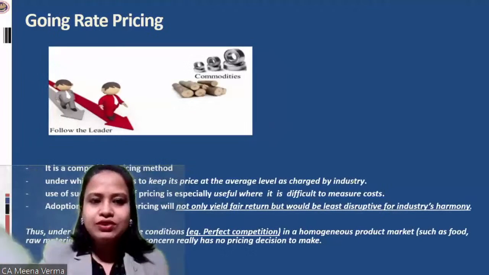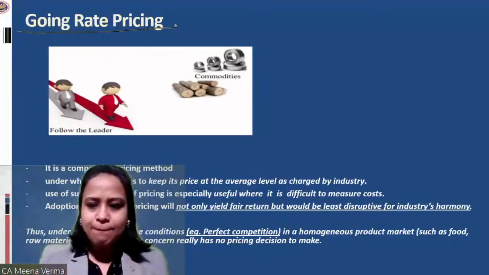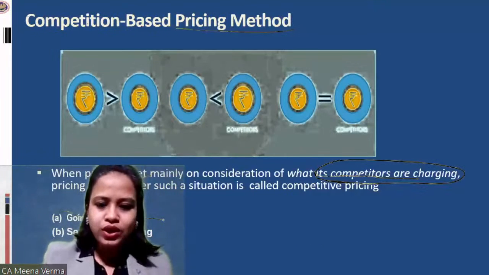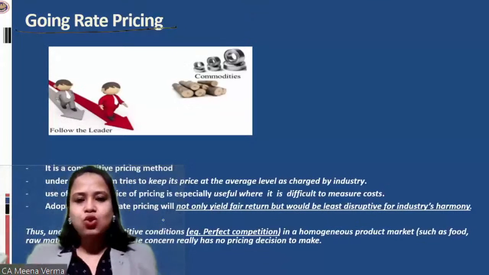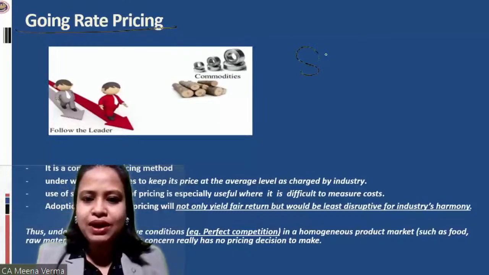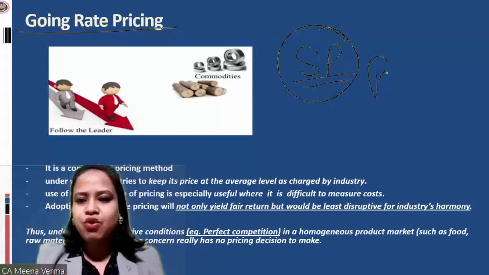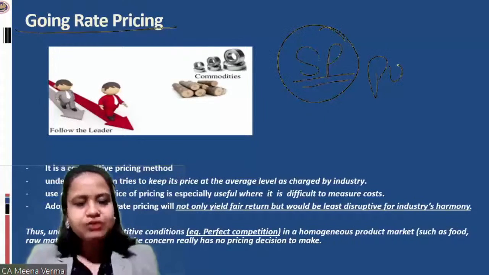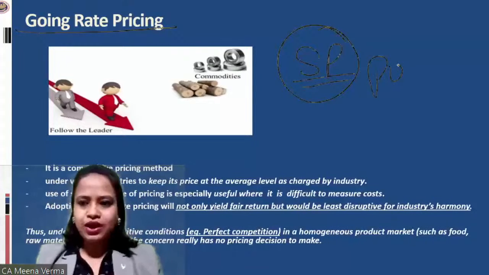Let us read this in more detail. Going rate pricing, in which we will consider the price which is quoted by the competitor. The selling price per unit for the product quoted by the competitor, we will consider that, and then we will find our own selling price for our own product.